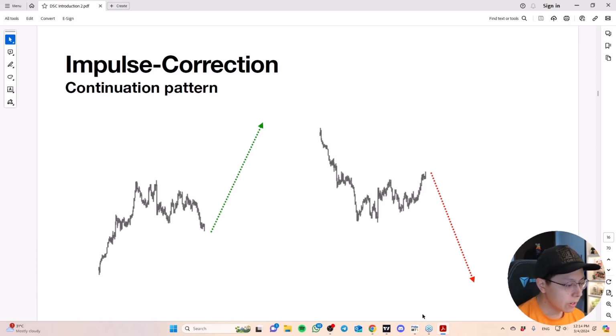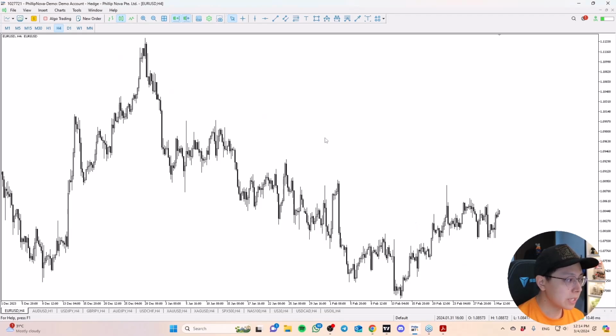Very quickly, if I bring you over to MT5, you can see examples of that as well. This is what we call an impulse move. This is what we call a correction move. So when you see that combination, what happens? The market continues to drop. So that's what we call trend continuation.